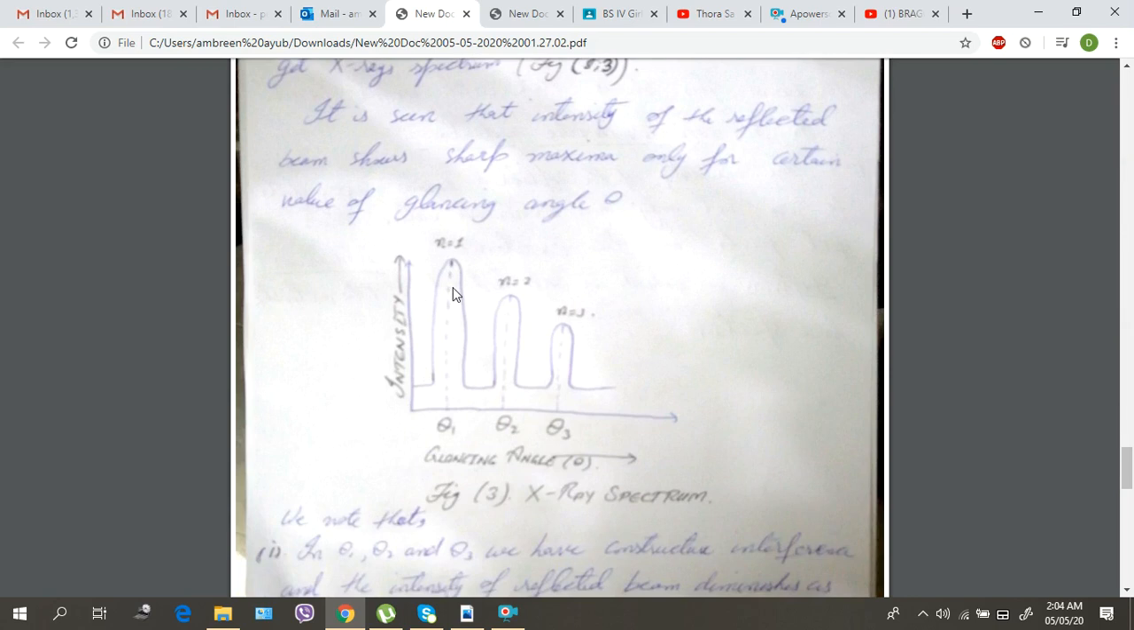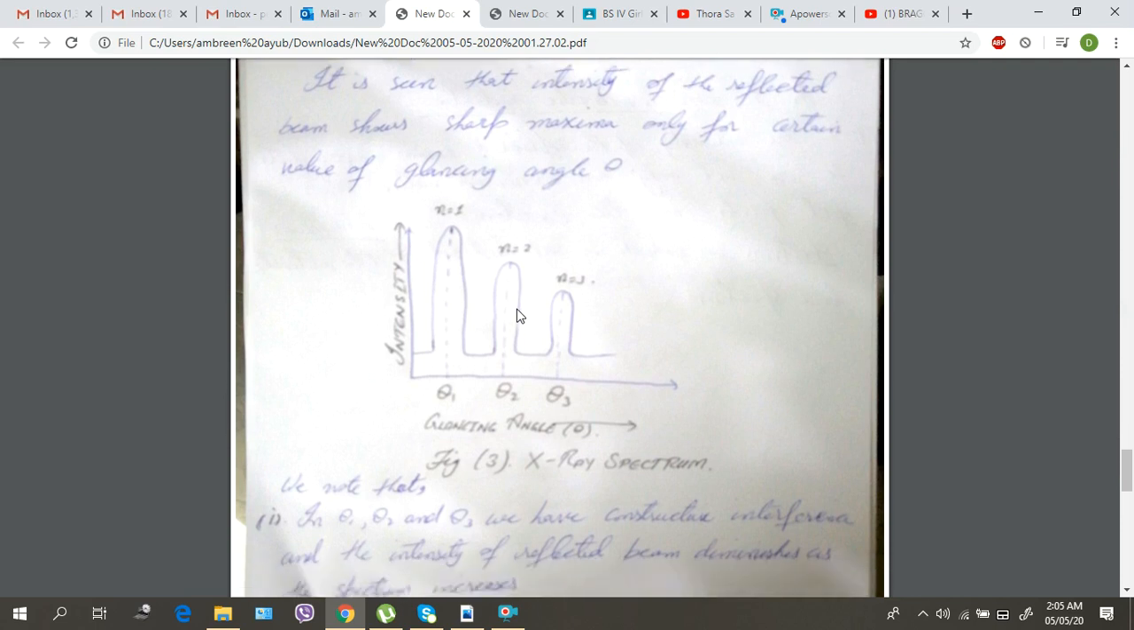Constructive interference when n is equal to 1 and theta is equal to theta 1. Constructive interference when n is equal to 2 and theta is equal to theta 2, and constructive interference when n is equal to 3 and theta is equal to theta 3. Basically this is the X-ray spectrum, and the plot is between intensity and glancing angle theta.